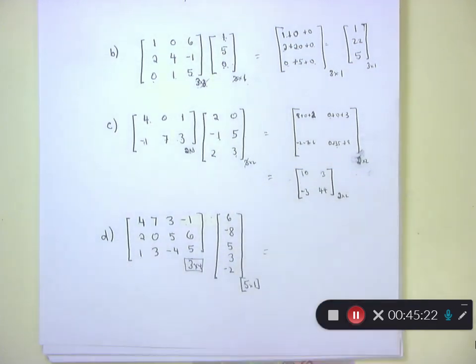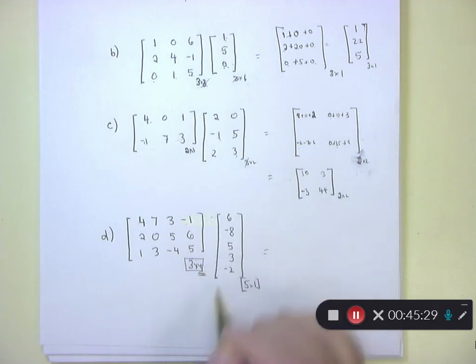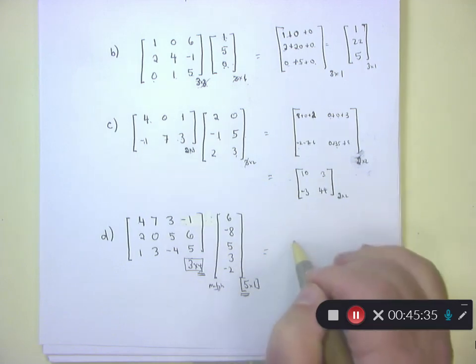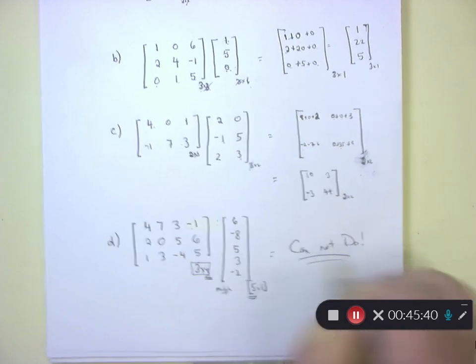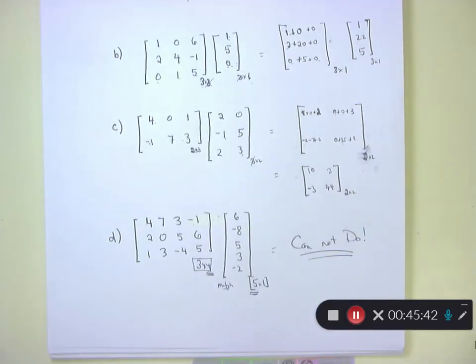Multiply row by column. What's your problem? The number of columns on the first matrix doesn't match the number of rows in the second matrix. They've got to match. They do not, so the answer is cannot do. It's a trick question. You can't multiply these guys if they're not the right dimension. The columns on the first matrix and the rows on the second matrix have to match up and be the same number to be able to multiply these guys.